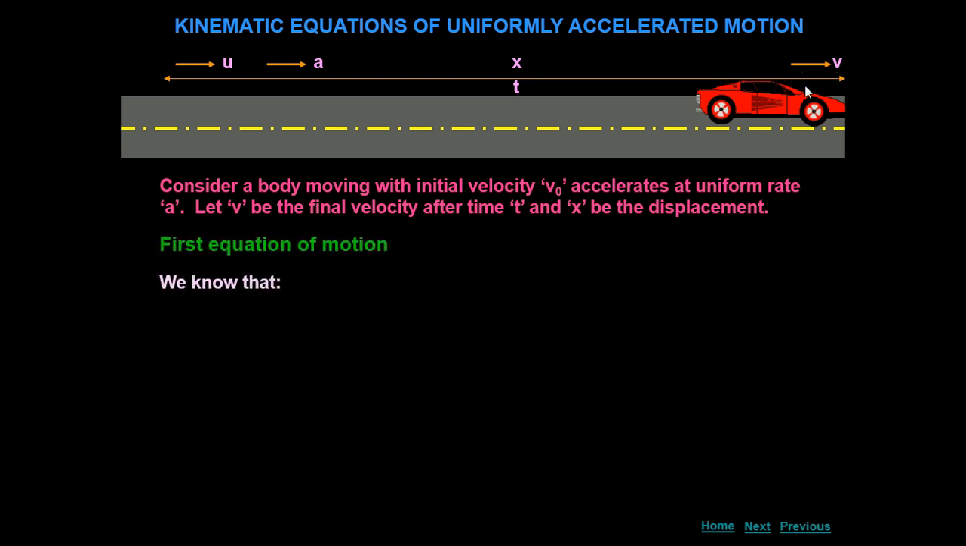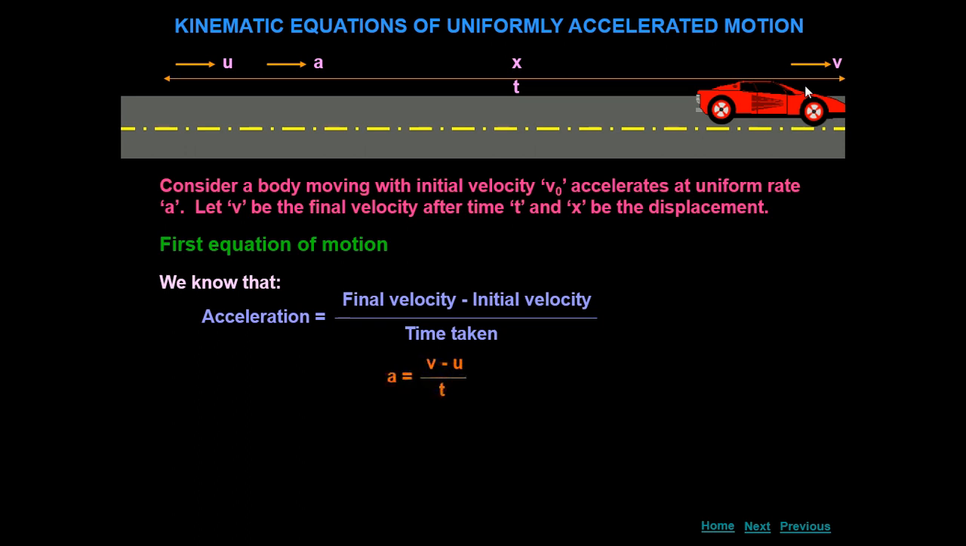We are going to discuss the first equation of motion. For that we have to take the formula of acceleration. As you know already, acceleration is nothing but velocity upon time. So acceleration is equal to final velocity minus initial velocity divided by time taken. This formula we are using for proving the first kinematical equation. Here the final velocity is v and initial velocity is u. For time we have taken t. So a is equal to v minus u upon t.